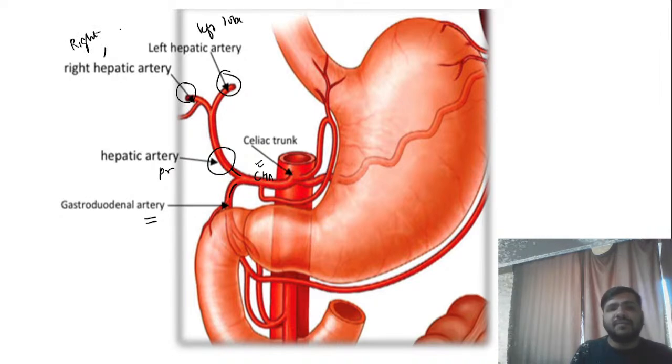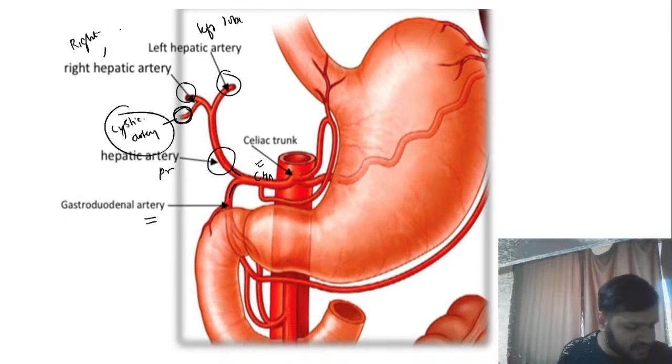So yes, and right hepatic artery is giving one more branch. This branch you already know, it is the cystic artery, guys, which is actually supplying the gallbladder. It is the cystic artery which is supplying the gallbladder, right?